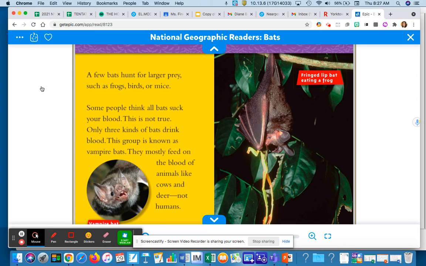Some people think that all bats suck your blood. This is not true. Only 3 kinds of bats drink blood. This group is known as vampire bats. They mostly feed on animals like cows and deer, not humans.